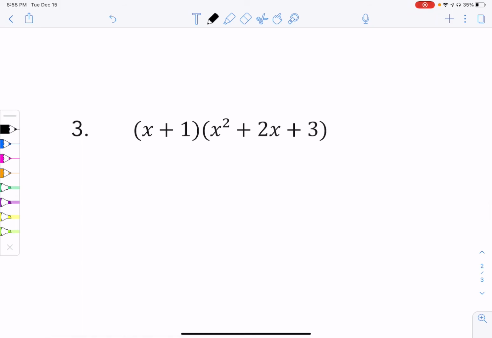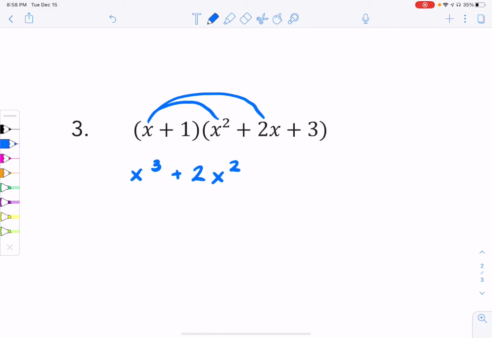Number 3 looks a little different because your second set of parentheses has 3 terms, but you do the exact same thing as what we have been doing. So x plus 1 times x squared plus 2x plus 3. We're going to first multiply x times x squared, which is x cubed, x times 2x, 2x squared, x times 3 is positive 3x.